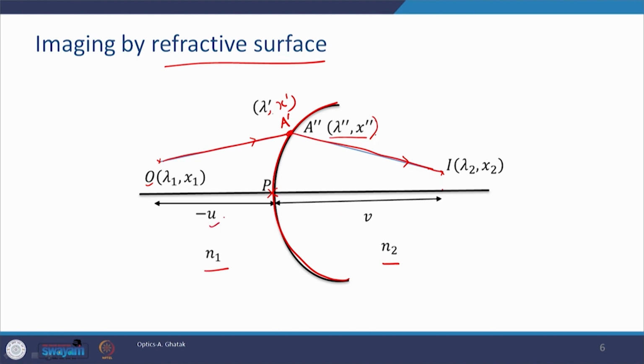Since u is on the left hand side of P, using our sign convention, we can say that u would be a negative number, while v, which is on the right hand side of P, would be a positive number. Knowing all this, we will write a matrix for this translation, refraction, and translation again, and we will see how the resultant system matrix looks.